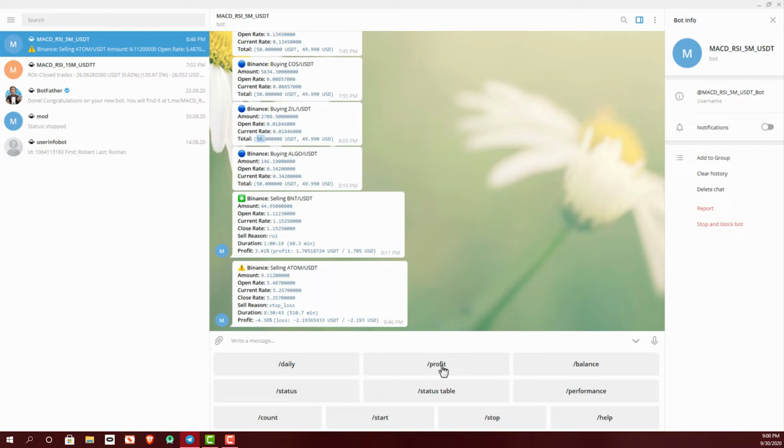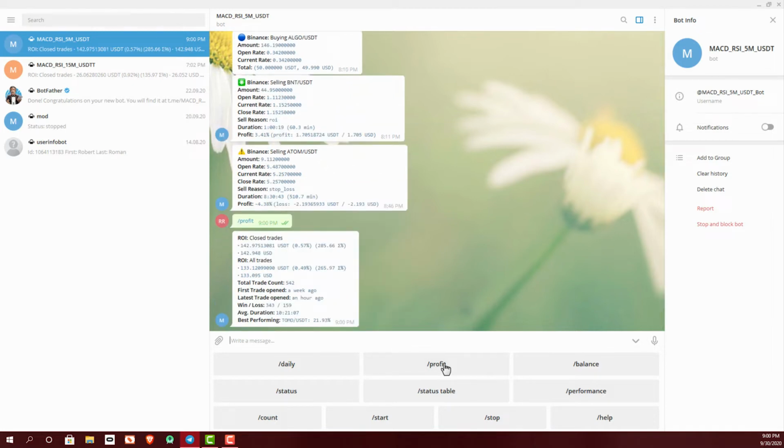The computer is going to gather data. Now it shows me all the closed trades, all the trades that are still open, and the total profit amount. It says the total trade count, which is 542 trades. The first trade was open exactly 1 week ago. This is day 7 of the recording. And the last trade was open an hour ago. We got 343 wins with 159 losses. And the average duration for each trade is about 10 hours, 21 minutes.